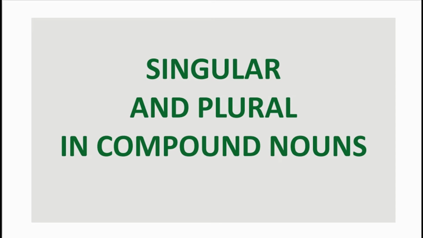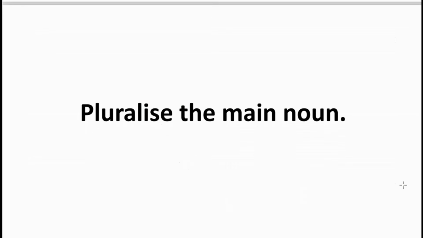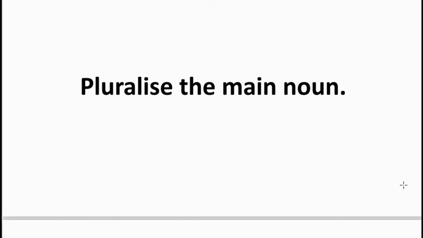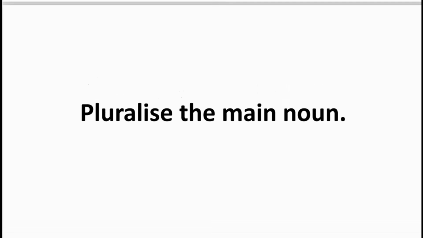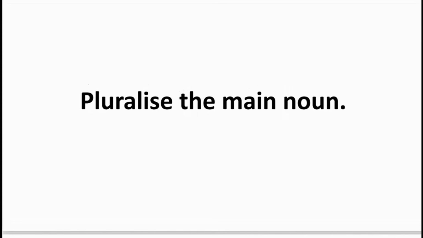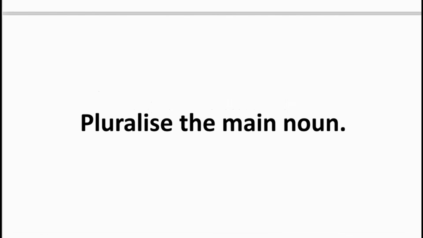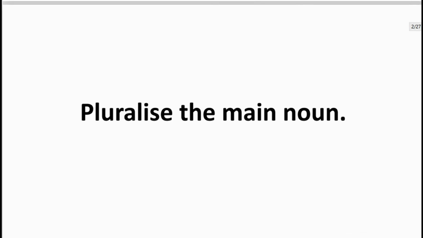Actually, there are rules that guide pluralizing compound nouns. Once the rules are well known, it will be easy for us to pluralize most compound nouns in the English language. So what are the rules? The first rule, which is going to be in A, is pluralize the main noun. You see, compound nouns are like phrases. Every compound noun has a head word that we call the main noun. In most cases, it is the main noun that takes the plural, that takes the S.